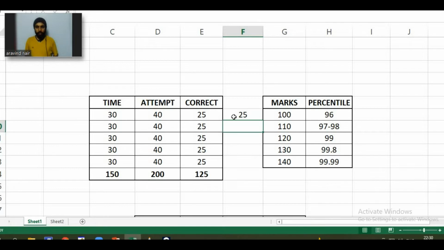So that was my approach, and if you can see here, this is the percentile for every mark. This is an average percentile. It's not necessarily going to be the same all the time. 100 marks, you secure 96 percentile. 110, it's somewhere around 97 or 98. It varies, but this is the range of percentile you get when you score 110 marks. 120 marks, you get 99 percentile, 130 99.8, and 140 99.99, and I secured 143.